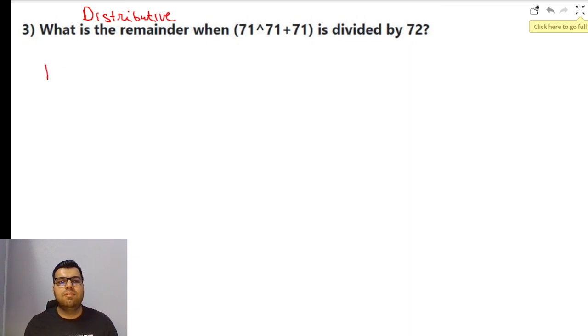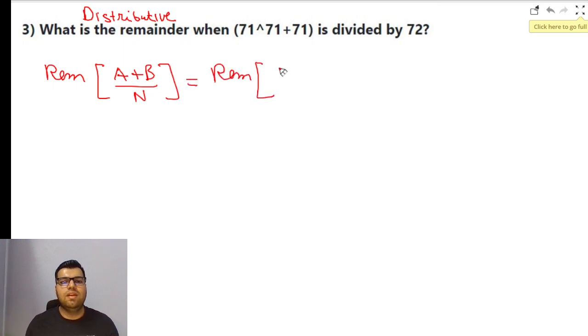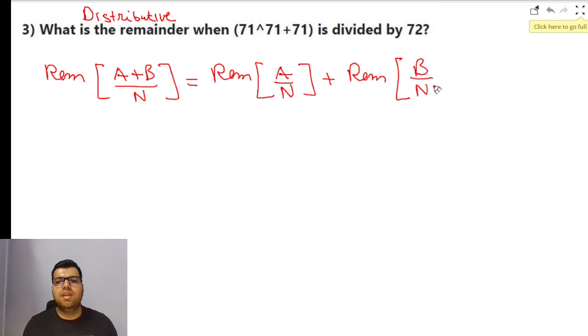So see, remainder of a plus b with n is equal to remainder of a with n plus remainder of b with n. Simple meaning of distributive. So a plus b becomes a and b. So we can separate it. Remainder of a plus b with n is remainder of a with n plus remainder of b with n. So this is one property, simple property. I think everybody understands this. So this is the first property that we will use.